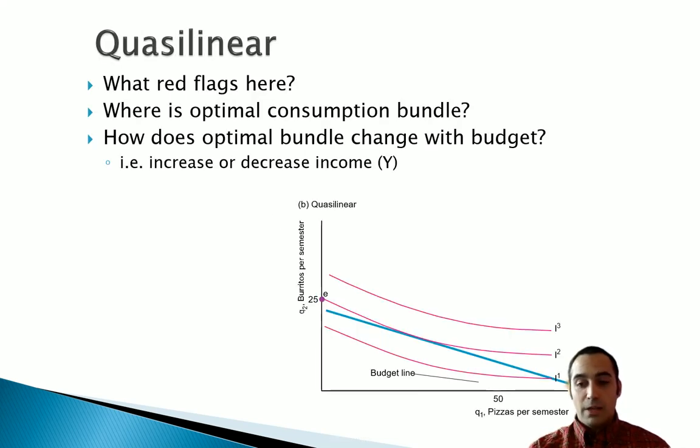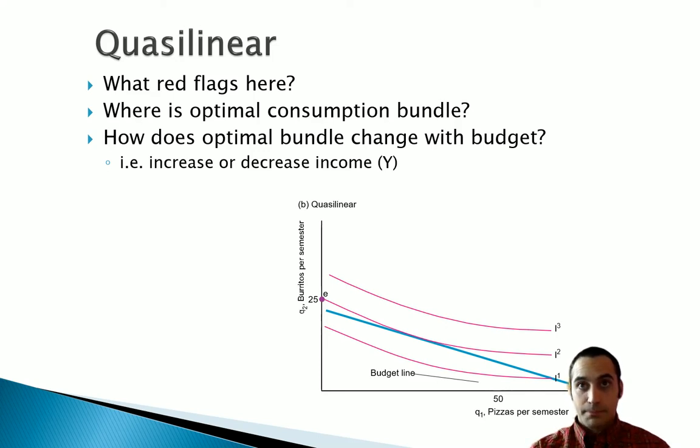The last of the quote-unquote usual suspects we'll talk about is quasi-linear. Give this graph a look and tell me what the red flag is here. Now, you might have noticed that quasi-linear is differentiable. I have nice curvy lines that I can take derivatives of at all points.